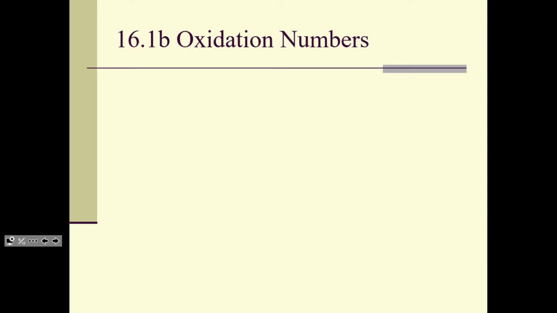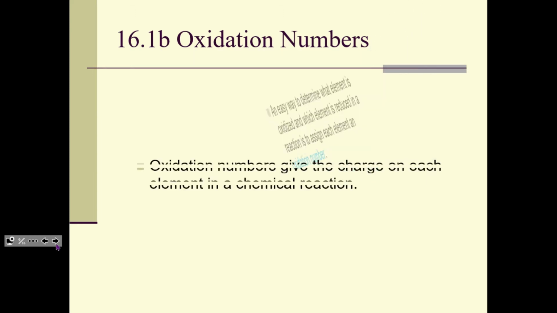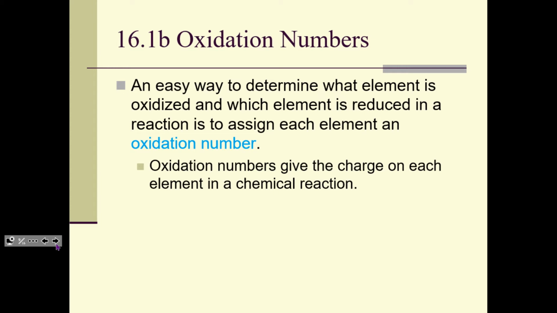Howdy students, this is going to be Unit 16 Notes, Part 1, B, the second section here, and in this video we're going to look at oxidation numbers. In the first video we looked at oxidation versus reduction, the difference between those two, and so oxidation numbers are an additional step that we can use to identify which chemical species are reduced and which ones are oxidized. So an easy way to determine what element is oxidized and which element is reduced is to look at its oxidation numbers. These are going to give the charge on each element in a chemical reaction.